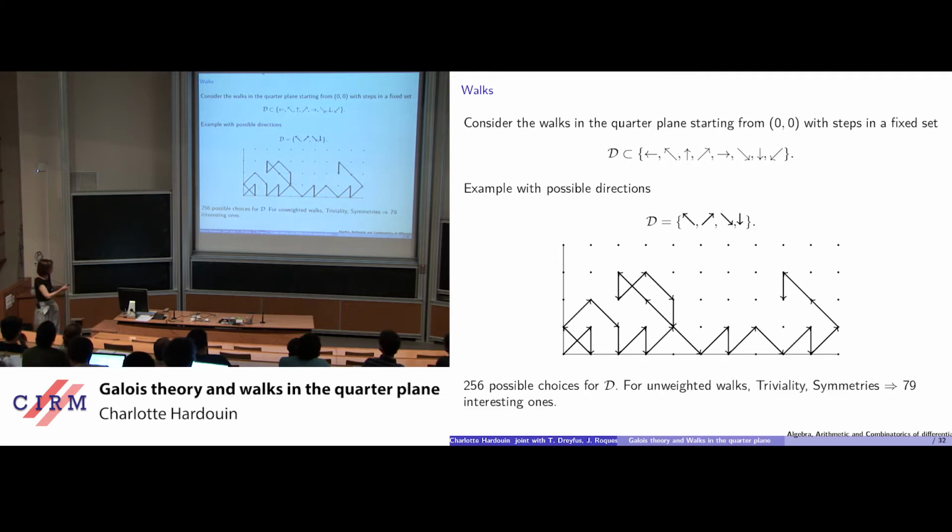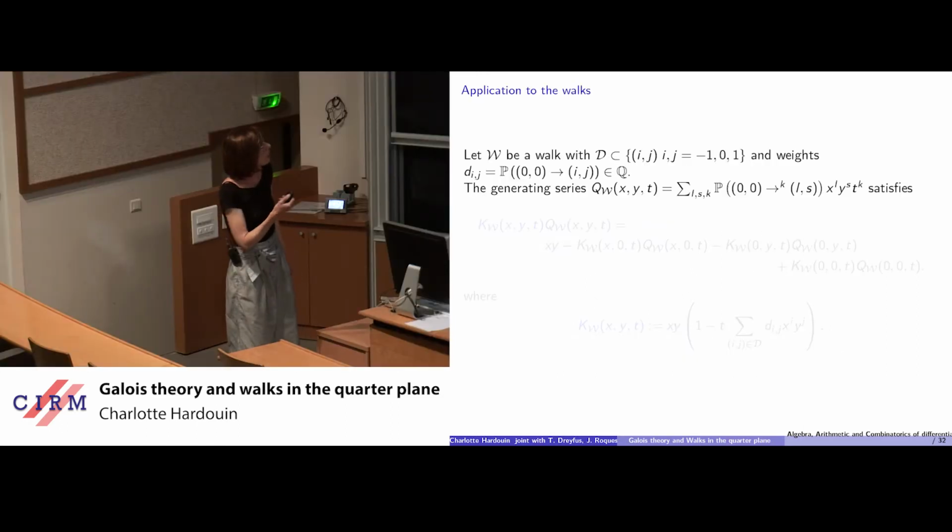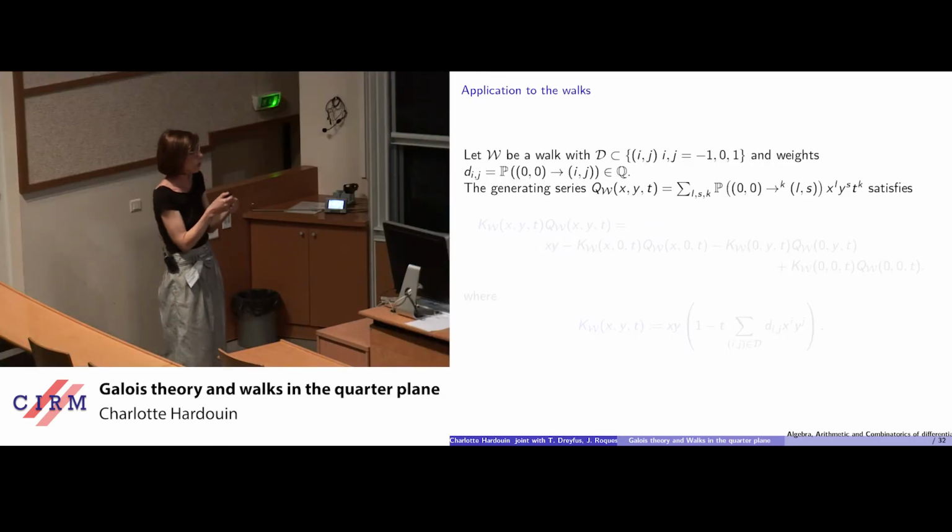If you just enumerate what kind of possible choices there are, you have a very big number of possibilities. And when you make a refined study, avoid trivialities, and use symmetries of your set of directions, you have only 79 interesting cases. So in combinatorics, people want to count such kinds of objects.